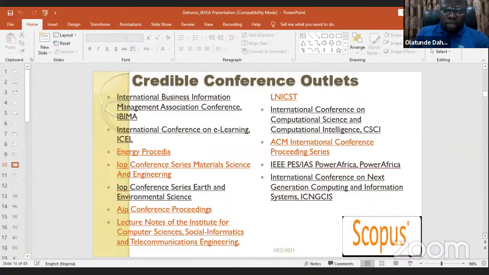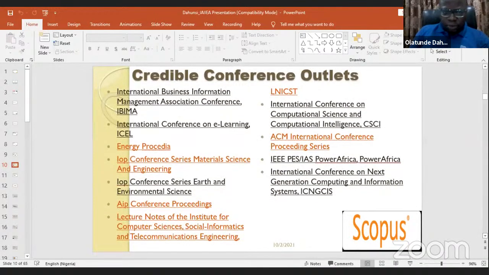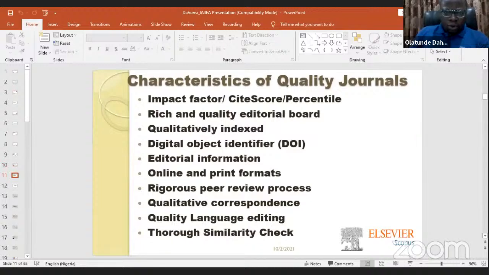Now, these are some of the credible conference outlets that you can publish your papers in as a conference paper. Now, what are the things that qualify a journal to be credible? Impact factor, not all exhaustive anyway. Now, impact factor tells you how your journal is performing in the market, just like a business mentality. Now, the CiteScore. CiteScore is the number of citations the journal has attracted divided by the number of papers published in that journal in the last 3 years. And that gives you the CiteScore. It's a very, very credible way of measuring the impact of journals out there today.